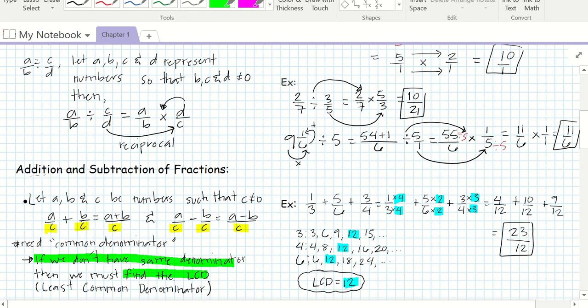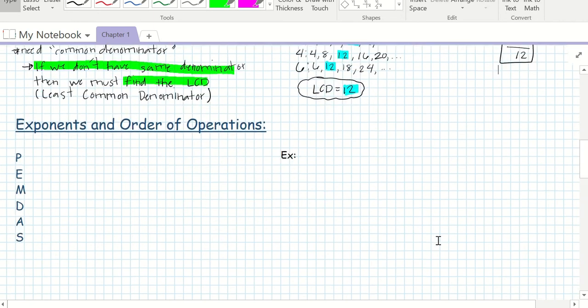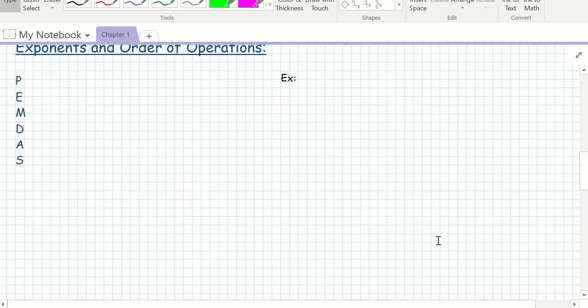You don't add the denominators, you just keep the same one. Okay? So that's the first part of chapter 1. I think that's lesson 1.1.